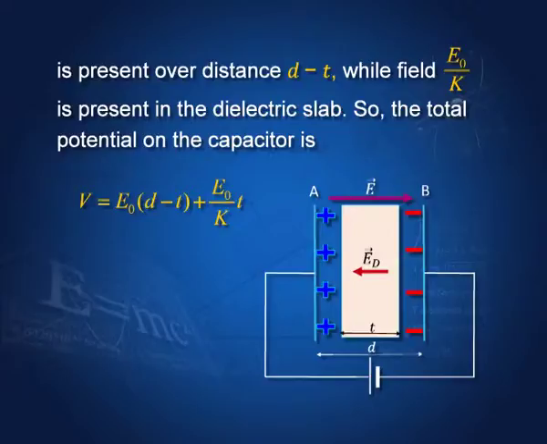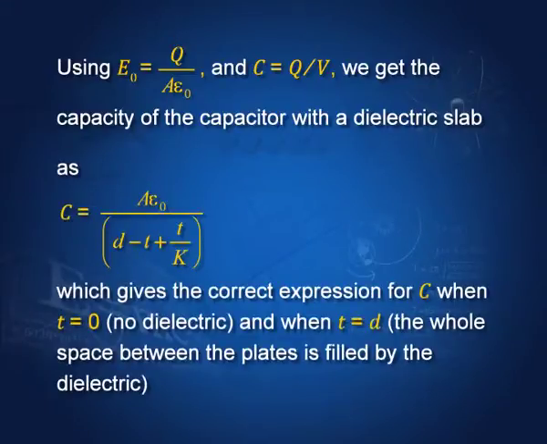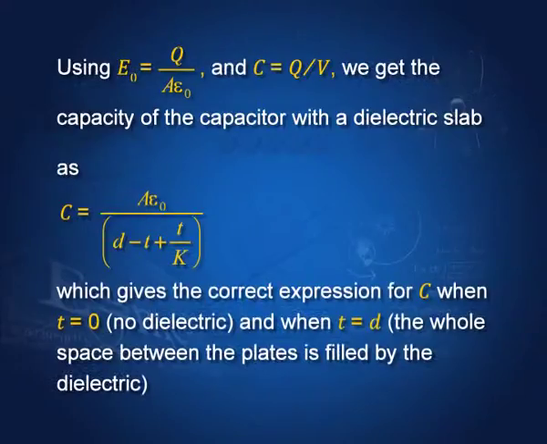So V is there, and if I use E0 as Q by A epsilon 0, then I can find Q by V, which is the capacity, and this takes the form A epsilon 0 by (d minus T plus T by K). You can see that the presence of T increases the capacity.